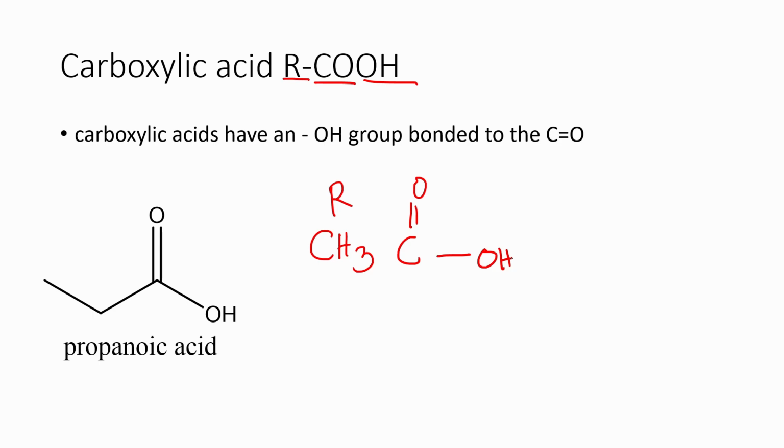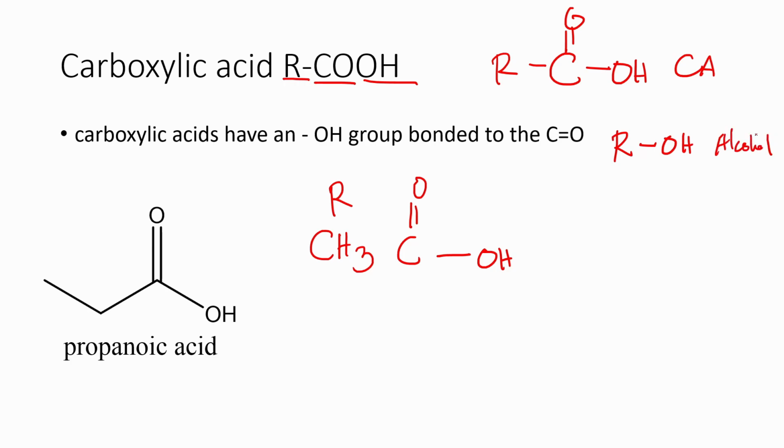Okay, you might get confused with carboxylic acids and alcohols. Carboxylic acid is C double bond OH. This is your carboxylic acid, while your alcohol is simply OH. Okay. The key here is the C double bond O. If the OH is bonded to C double bond O, it is a carboxylic acid. If not, it is a basic alcohol. I hope that makes it clear.